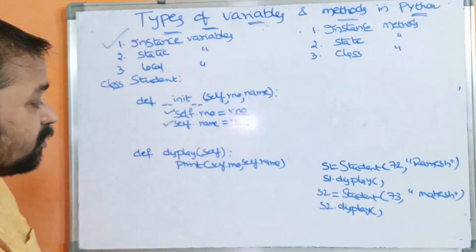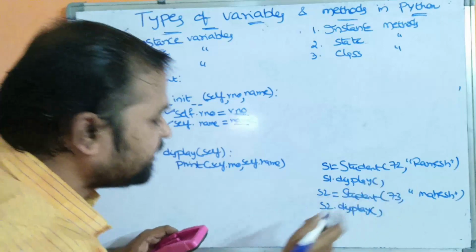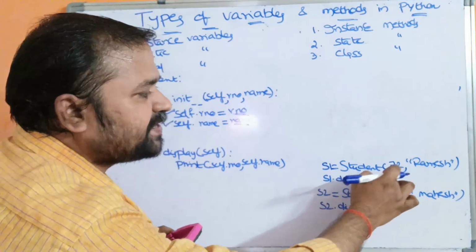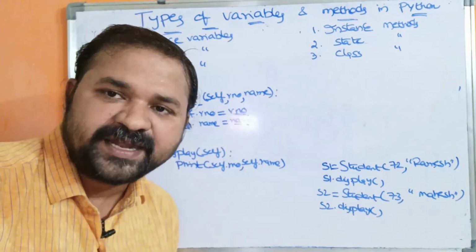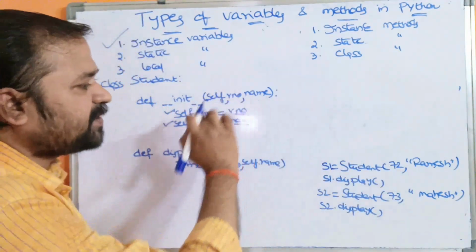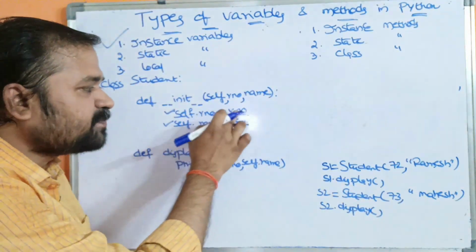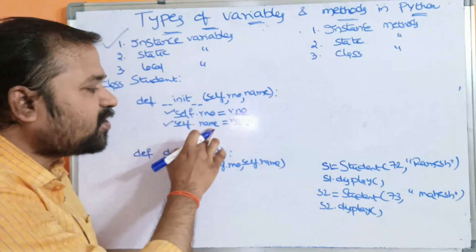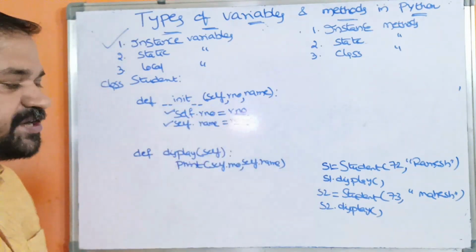Okay. So what is the output of this program? What is the first object's content? 72 Ramesh. S1 is equal to Student of 72 comma Ramesh. Whenever an object is created, the constructor is automatically invoked. So this is the constructor. 72 will be passed to roll number, Ramesh will be passed to name. So self dot roll number is equal to 72, and self dot name is equal to Ramesh. So the first object's information is 72 Ramesh.